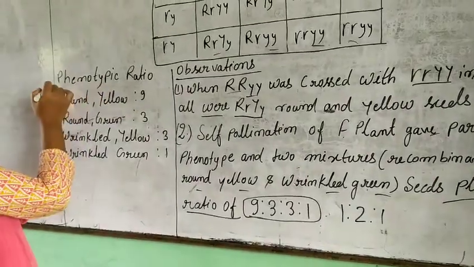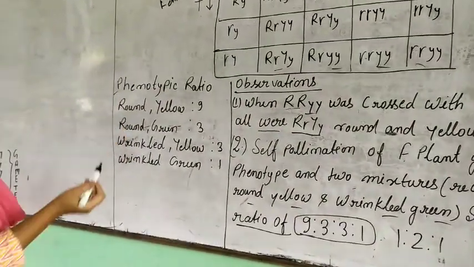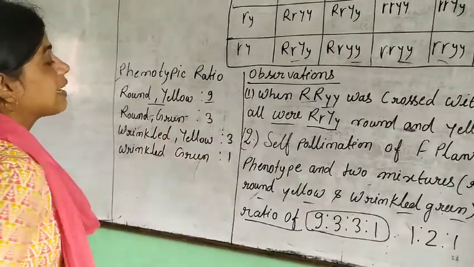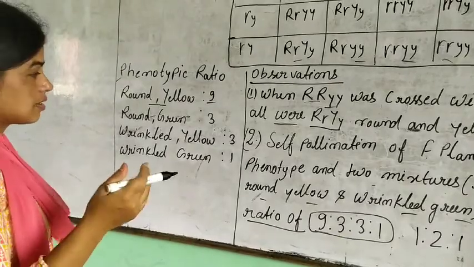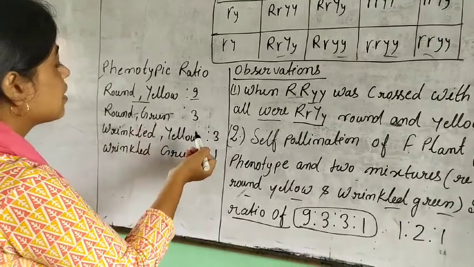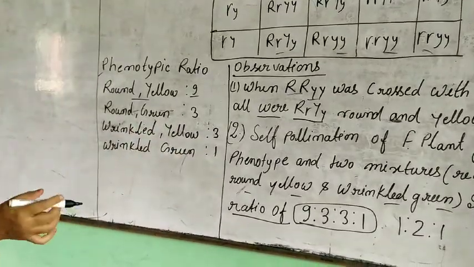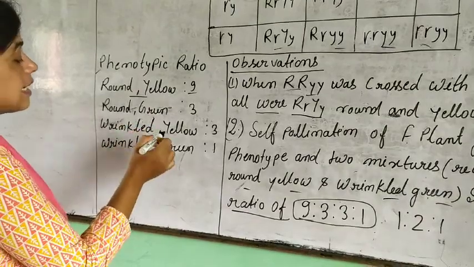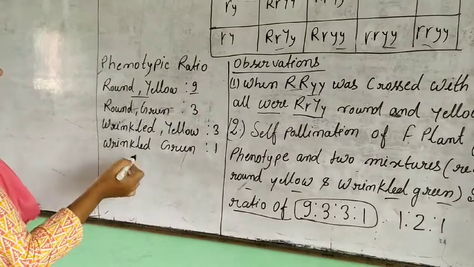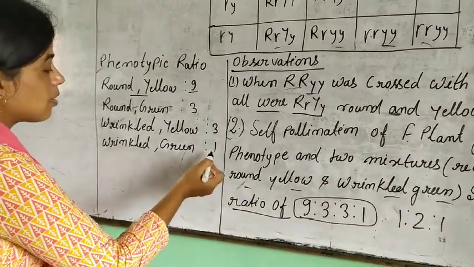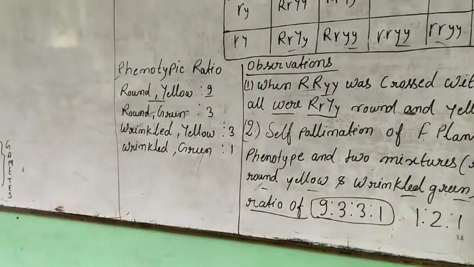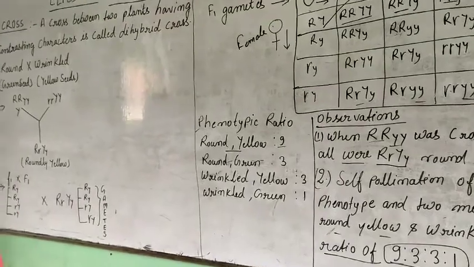In the phenotypic ratio, when round and yellow come together and cross, the ratio is 9. It means 9 are tall, round crossed with green gives 3 tall and the others small. Wrinkled and yellow crossing gives 3 tall and the others short. Wrinkled and green crossing gives 1 tall and another one short. This is the dihybrid cross.